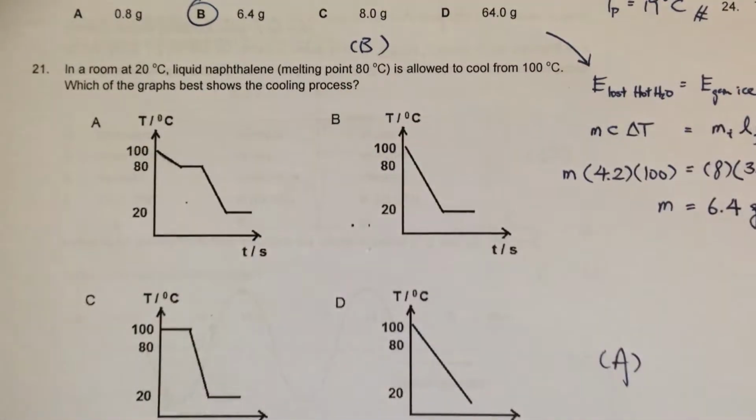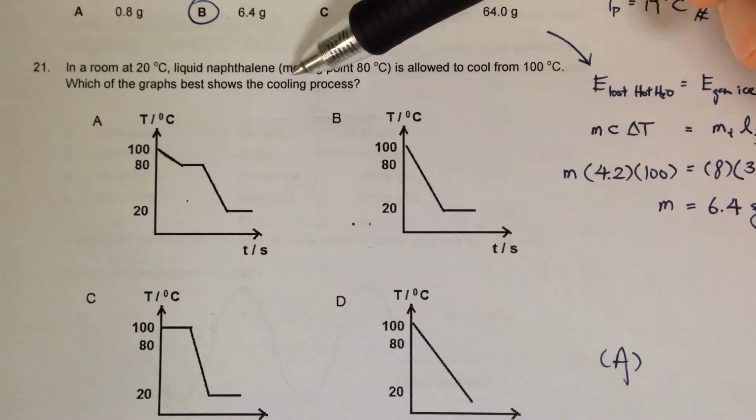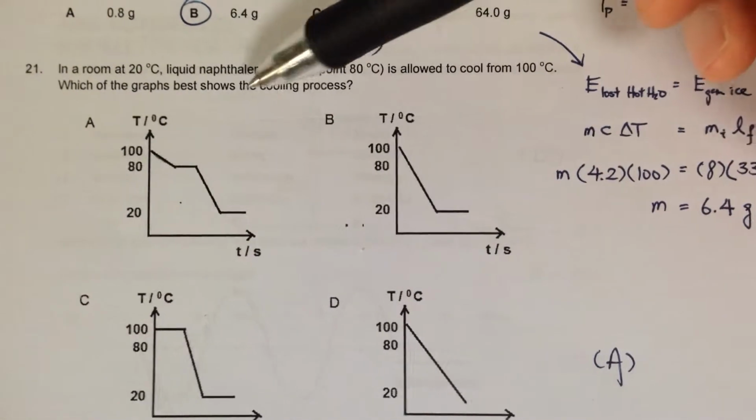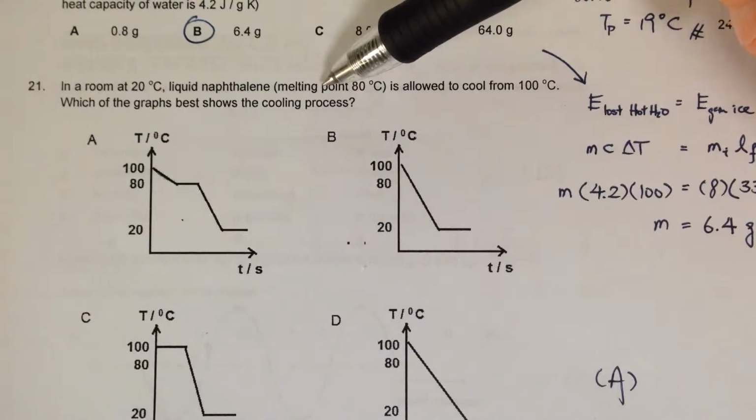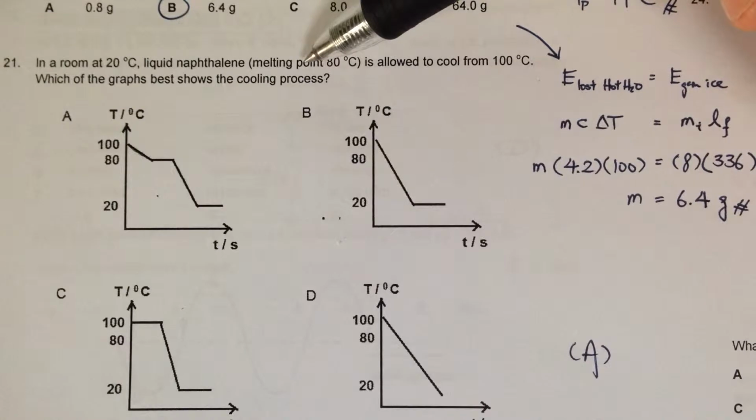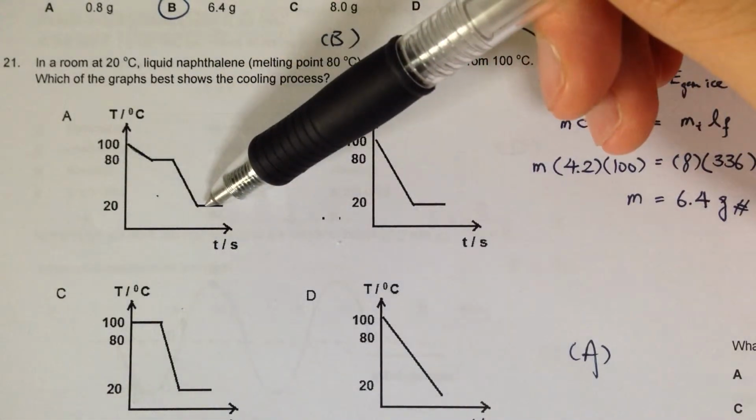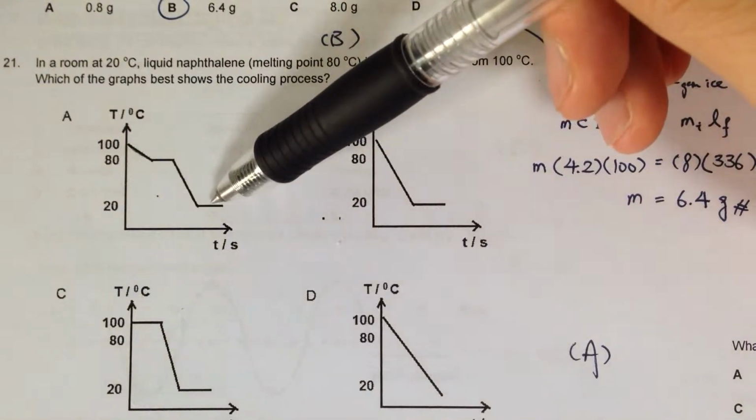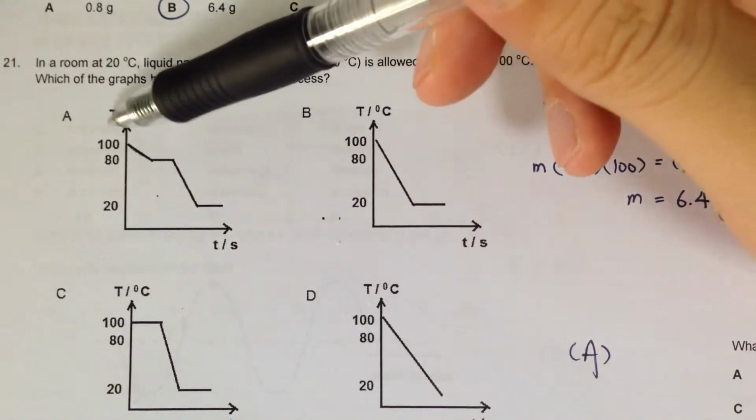Carry on with question 21. Down here is a simple cooling curve. Your room temperature is at 20 and you are given the boiling point of 80. So you know that at 80 degrees Celsius, you should have a flat line like this. And at room temperature, because it is already at thermal equilibrium, you will also have a flat line. Looking at the four options, it is quite obvious that option A is your answer.